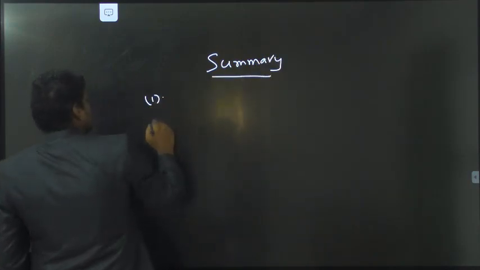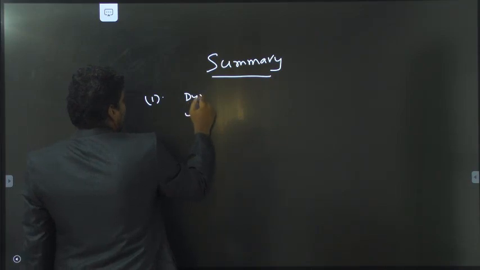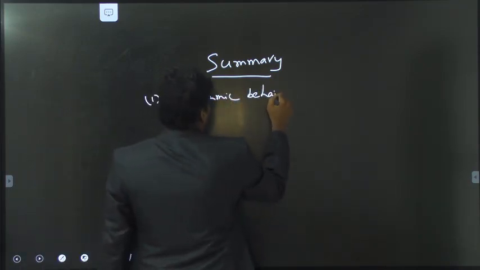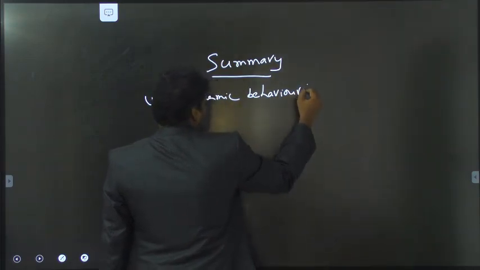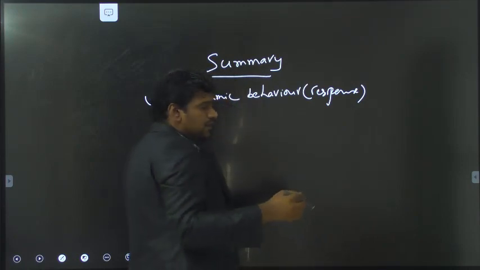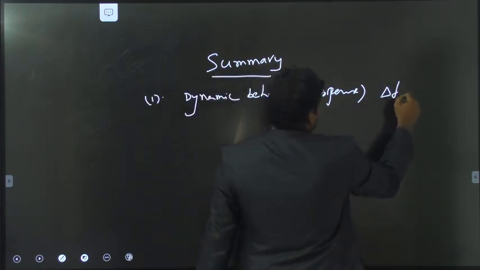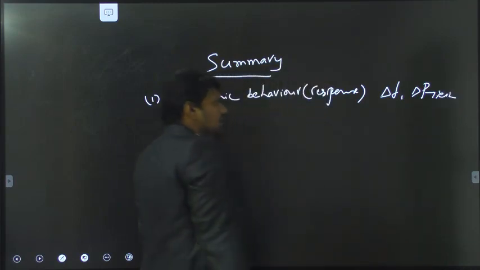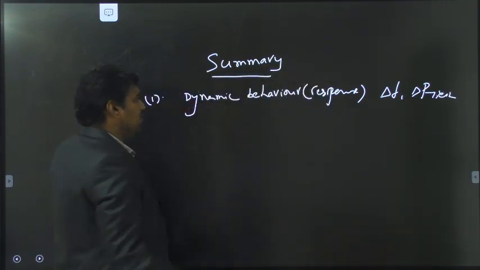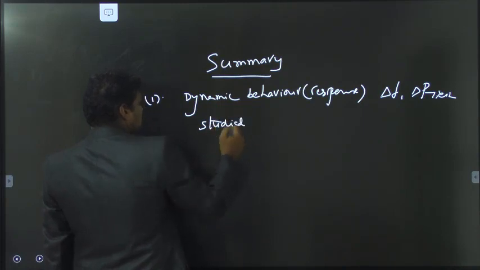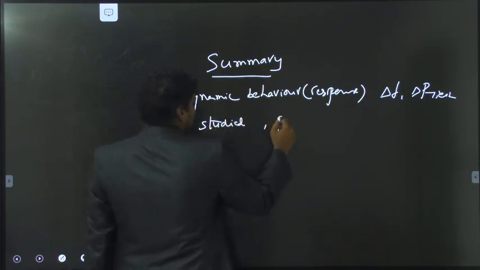Summary: we have studied the dynamic behavior, or you can say dynamic response, of the change in frequency as well as the change in tie-line power. So these two parameters we need to observe. The change in frequency and the change in tie-line power are studied by taking proper assumptions.